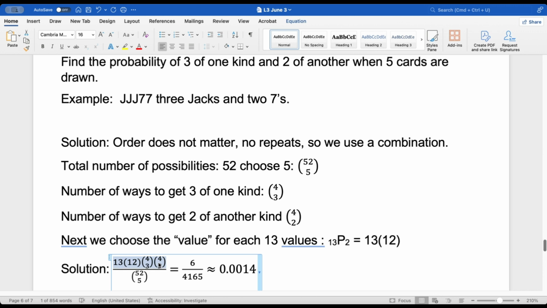And then this reduces down to 6 over 4,165, decimal form 0.0014. So a very low probability of happening here. Again, you can use a calculator on exams. The Math Center will be able to provide calculators.